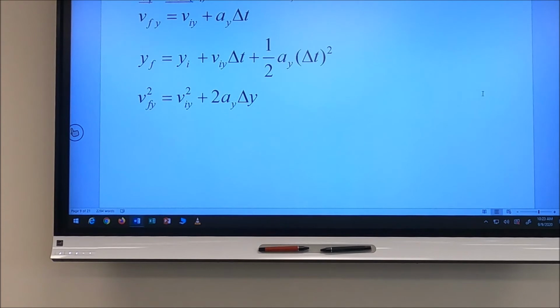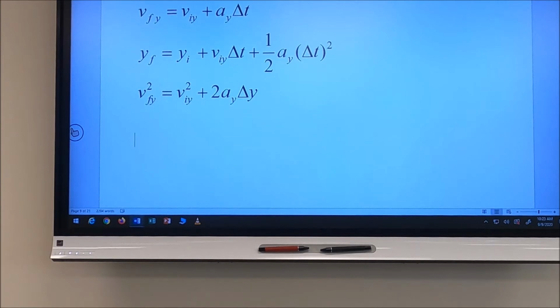And then V final squared equals V initial squared plus 2A delta y, where A is minus 9.80 meters per second squared. Okay, our basic equations here.